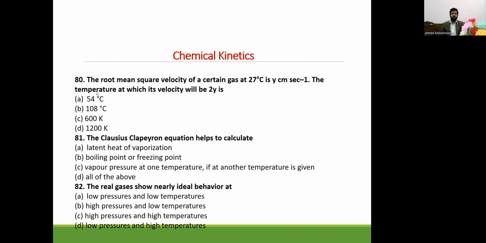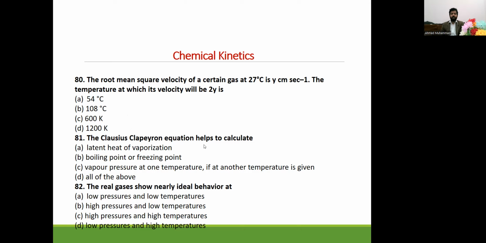If we talk about question number 80, the root mean square velocity of a certain gas at 25 degrees is 5 centimeters per second. The temperature at which its velocity will be 2 times, the correct option is D, that is 1200 Kelvin.